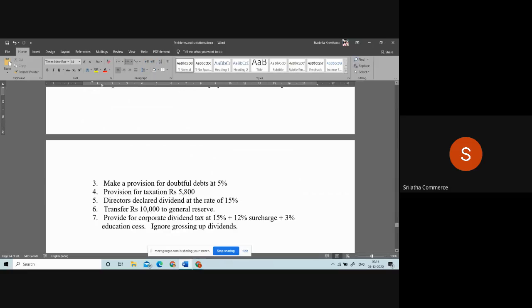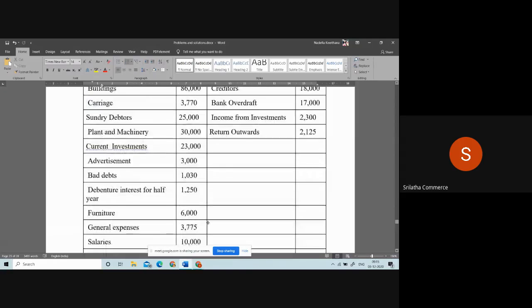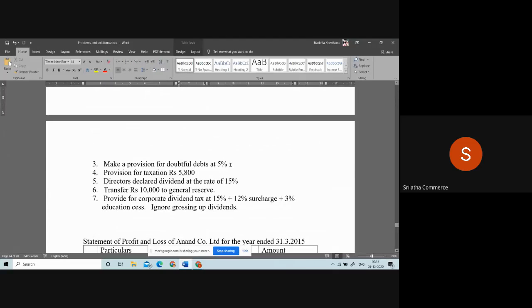Then make a provision for doubtful debts at 5%. This provision for doubtful debts is to be calculated on sundry debtors. What are your sundry debtors? Sundry debtors are 25,000, and on 25,000 at the rate of 5% is to be calculated as the provision for bad and doubtful debts. What is the effect? It is shown in the statement of profit and loss under the heading other expenses. The next effect in the balance sheet, on the asset side, current assets under trade receivables, is that we show sundry debtors and from sundry debtors deduct the provision for doubtful debts.